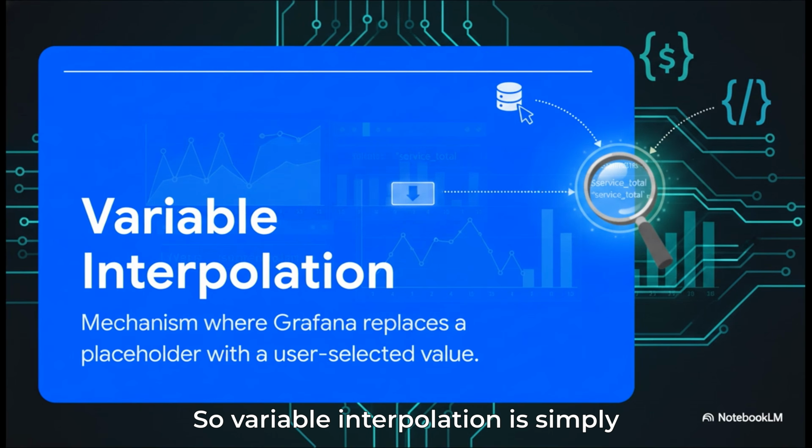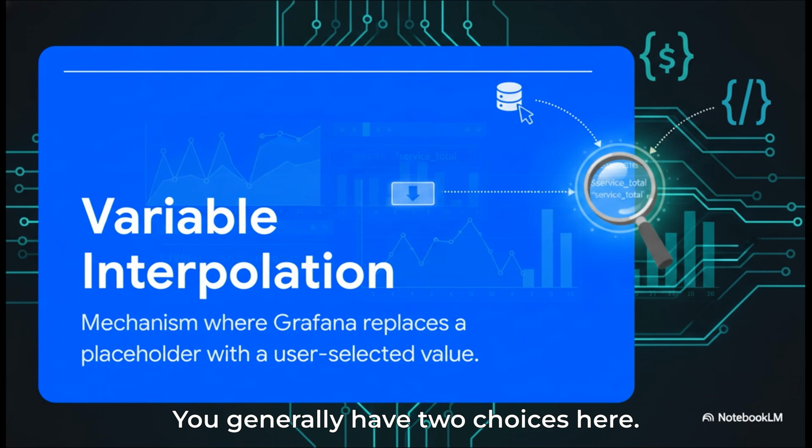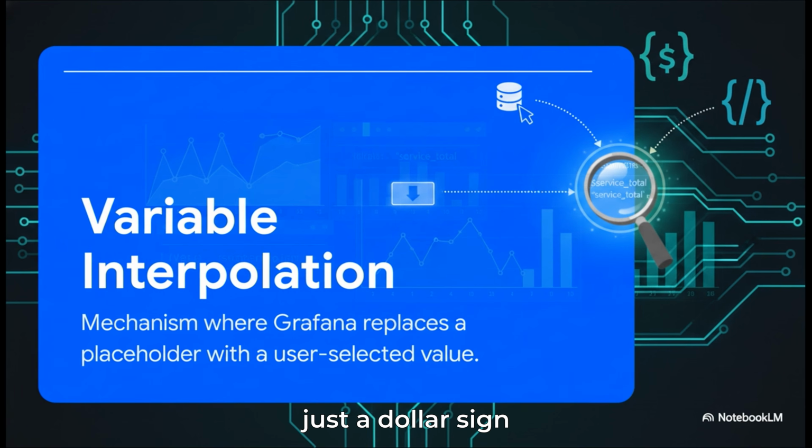So, variable interpolation is simply the mechanism where Grafana takes the placeholder you wrote and seamlessly swaps it out for the user-selected value. You generally have 2 choices here. You can use the shorthand, which is just a $ sign followed by the variable name, like $varname. That's great for simple standalone paths. But if you're interpolating a variable right in the middle of a continuous string or expression, the explicit syntax with the curly brackets is absolutely mandatory.